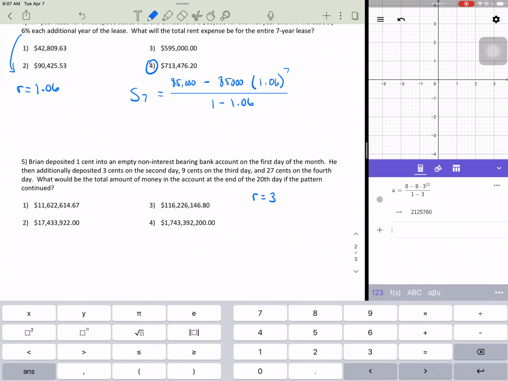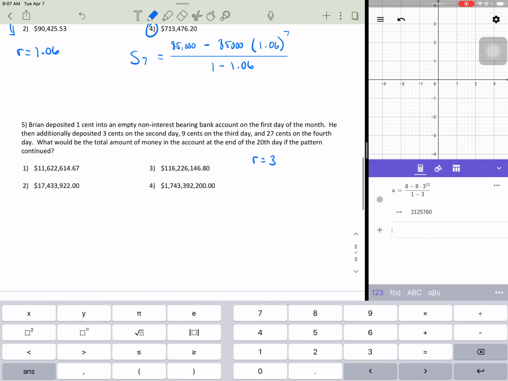And I bet this is going to be, actually, I mean, look at those choices. It's going to be really big. So now we have the initial is, and be careful here, it's not 1, it's 0.01. So the sum of the first 20 days of putting money in is going to be 0.01 minus 0.01 times 3 to the 20th over 1 minus 3, the rate, right? All from the formula. Plug that into the calculator and you will see Brian is going to be pretty rich if he keeps this up. Choice 2. All right, try the homework out and I'll post a key later as well.